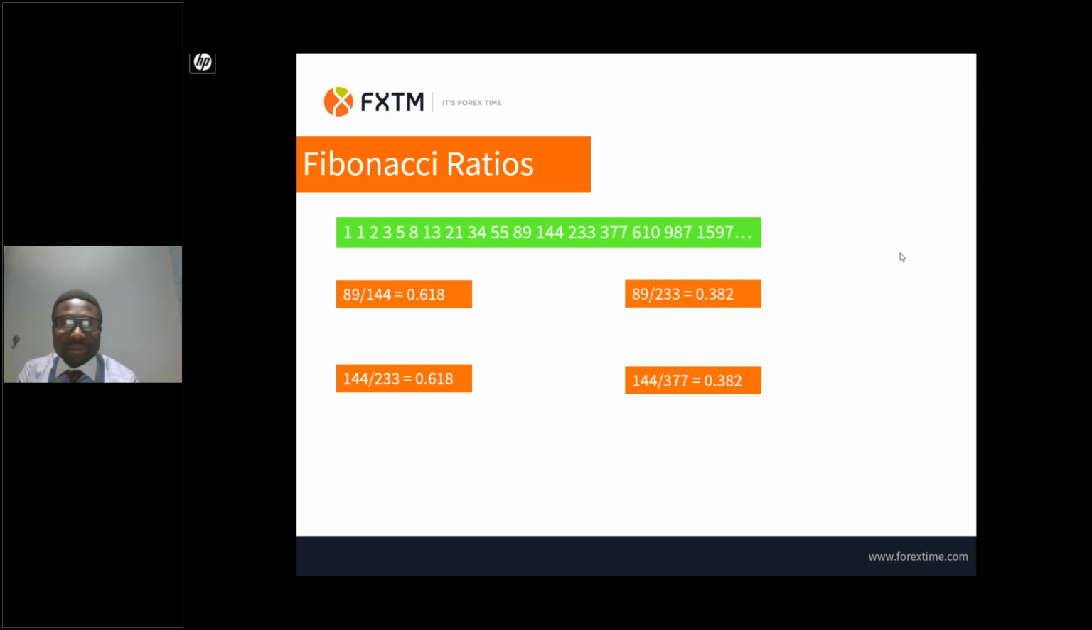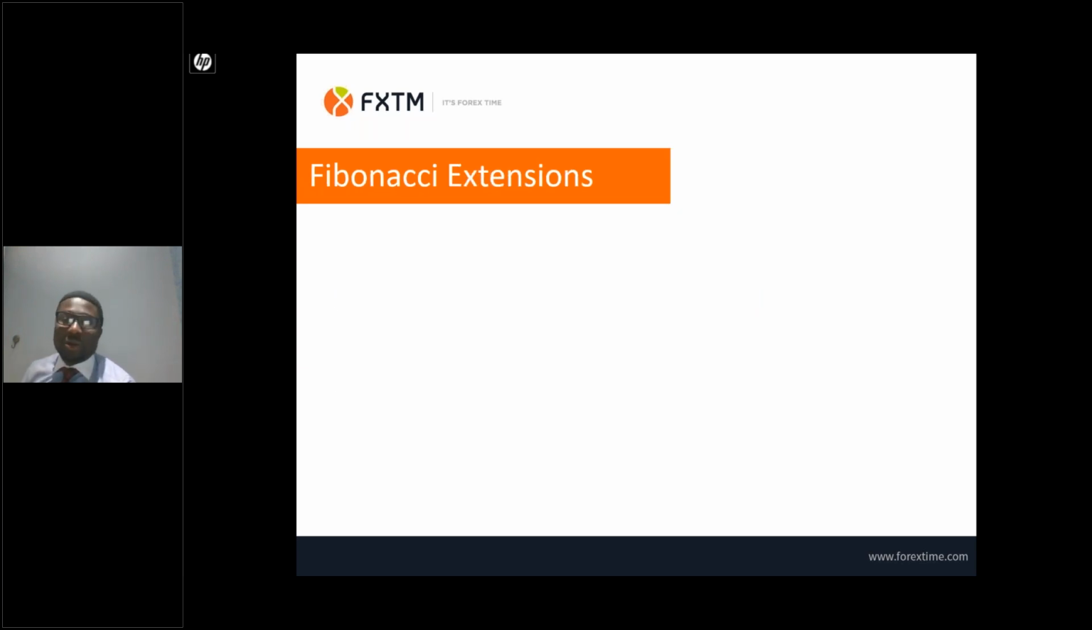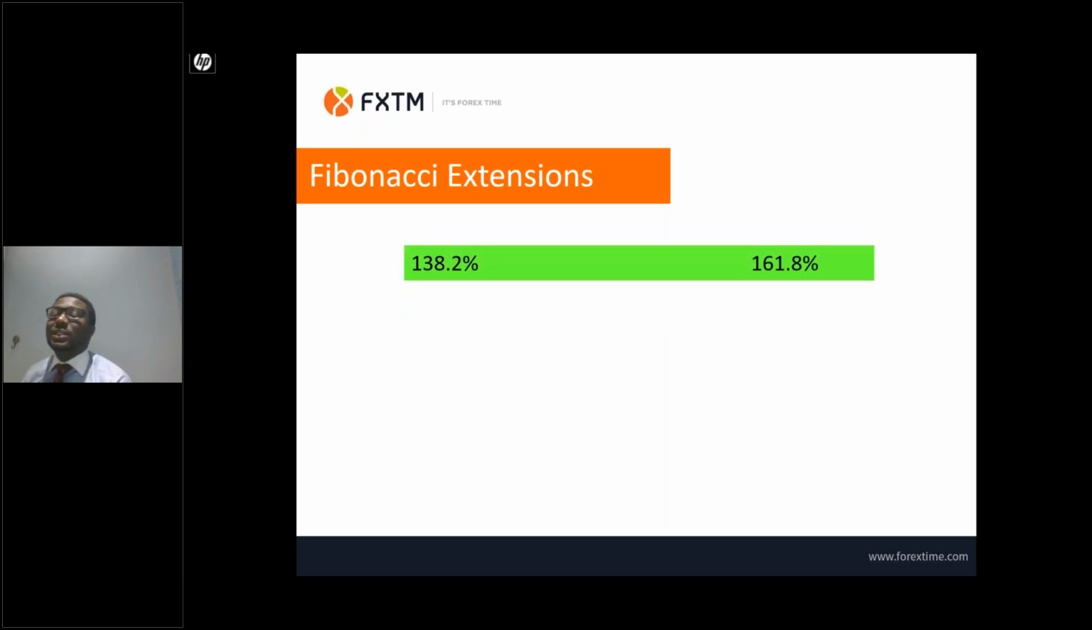Thank you very much. All right, so we came up with these two numbers. We have 0.618 and we also have 0.382. Now 0.618 plus 0.382 will give you 1. That is a perfect number. So these are Fibonacci ratios. All right, we also have what we call Fibonacci extensions.